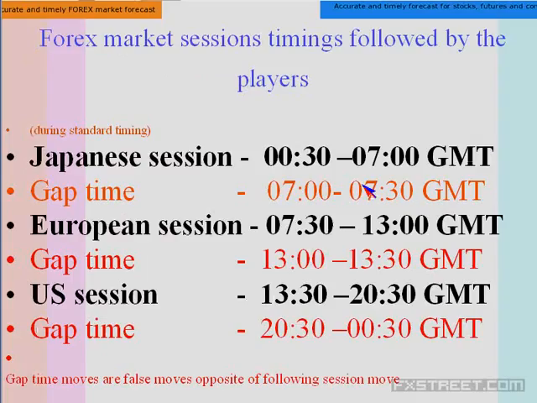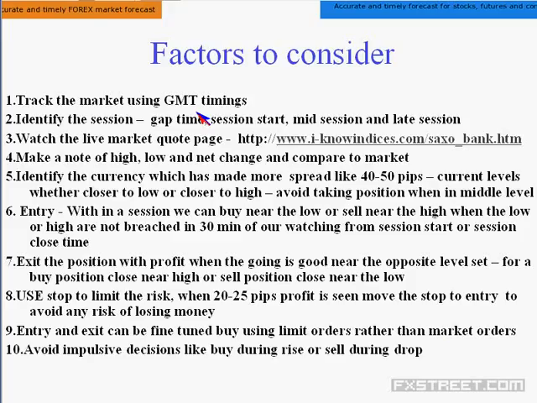Now, before going to the trading, I'll just show you the slide with regard to the timings of the market. Now we are in the US session, and at 13:30 the session starts. So we have to wait for 30 minutes from the start of the session and see whether they are breaching the initial lows and the initial highs. If they are near the initial high and have not breached it, we can take a sell position. If they are near the low, we can take a buy position. That is how our trading strategy is. So track the market using the GMT time.